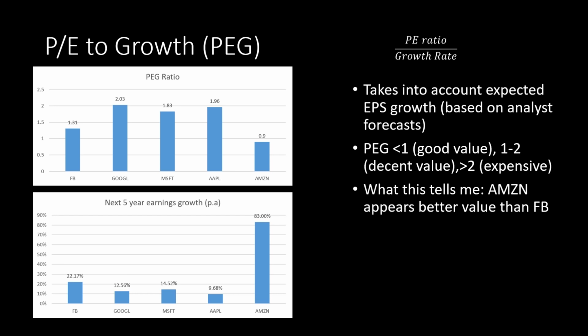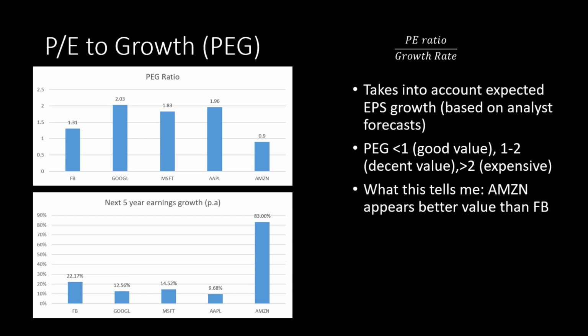We can see here, Apple in the previous slide appeared to be the cheapest with the lowest PE ratio, and that's because they have the lowest growth rate of 9.68%. And like I mentioned before, higher PE usually equals higher expected earnings growth. We can see that here because Amazon has a very high PE, but also has a very high expected earnings growth, whereas Apple has a lower PE, but they also have the lowest earnings growth expectation.